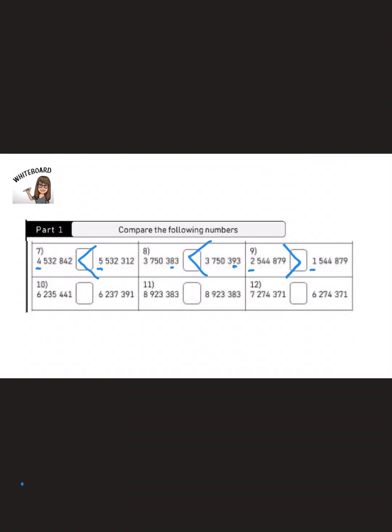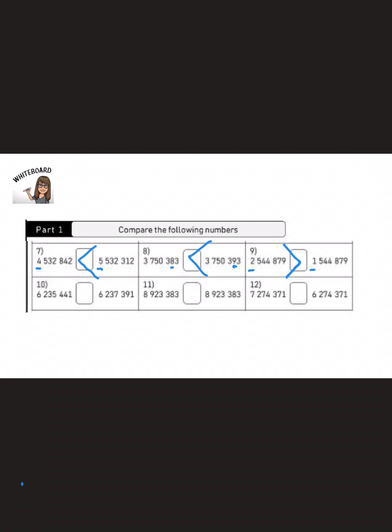All right, for numbers 10, 11, and 12, you're going to pause, do those independently, and then compare afterwards with your group members. Press pause and do 10, 11, and 12 now. All right, let's see how we did.